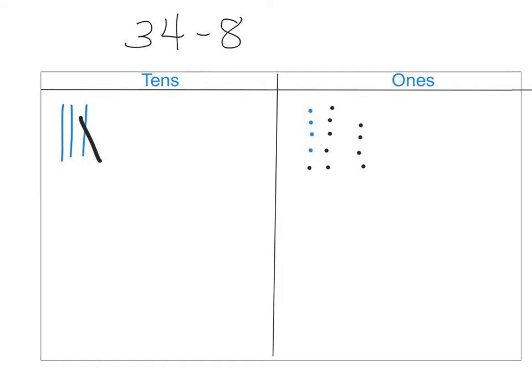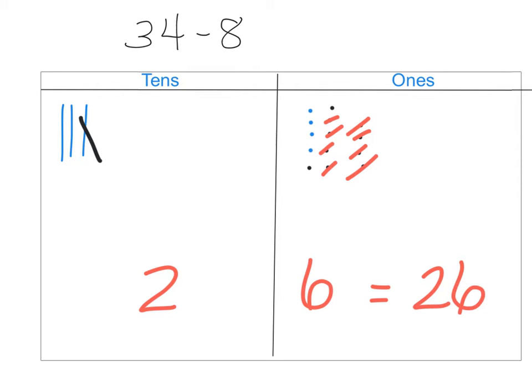Now we could take away the 8 because now there are more than 8 ones to be taken away. 1, 2, 3, 4, 5, 6, 7, 8. And what we're left with are 2 tens, 6 ones, which is equal to 26. So what's the difference for 34 minus 8? Well, the difference is 26.